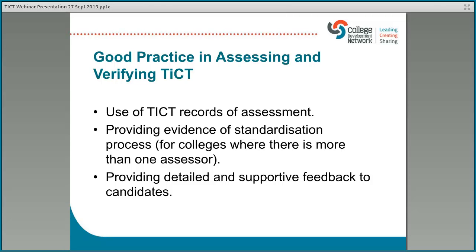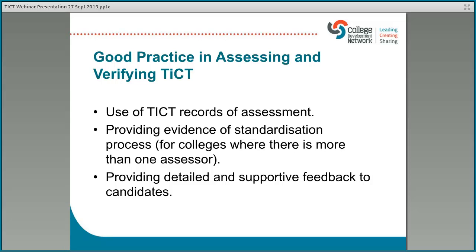The first relates to the use of the Teaching Colleges Today Records of Assessment sheet. And what is great to see is that good use is being made of the various supporting documentation that we provide. And this is something that we have updated and we continue to update and ensure that it reflects best practice.